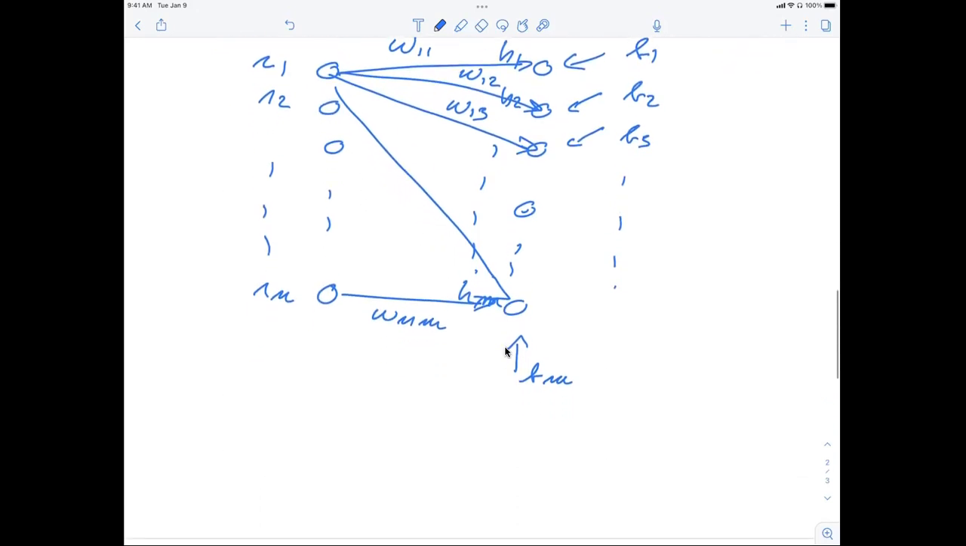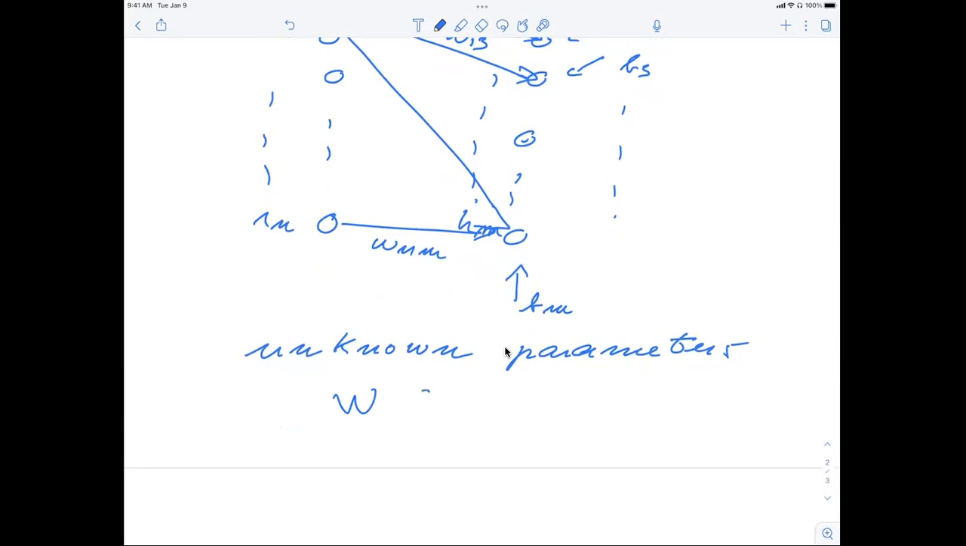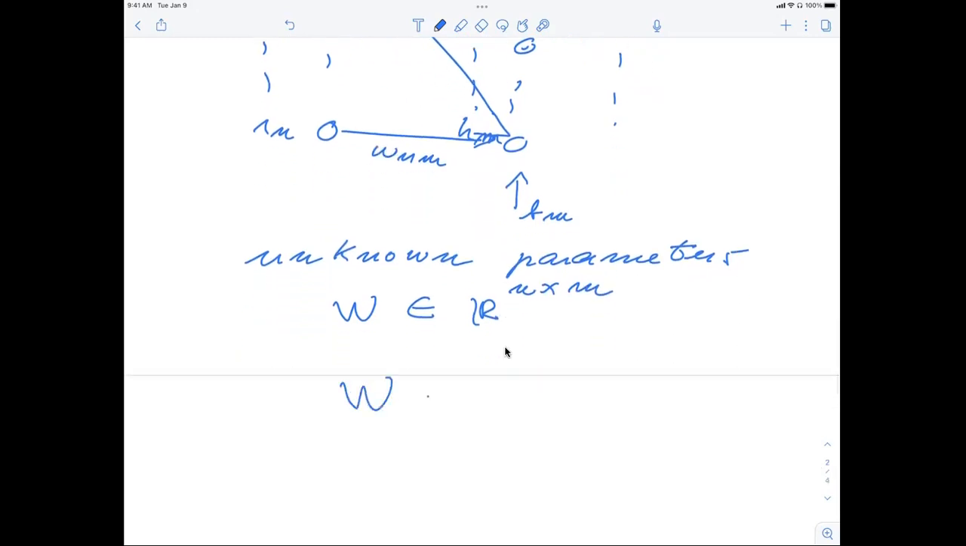So it means that we are going to have a matrix of unknown parameters, which are now given by the dimensionalities of the number of nodes in the input layer times the number of nodes in the hidden layer. So the unknown parameters are given by a matrix W, which is going to have a dimensionality of N times M. And this matrix now is going to be given by the weights which connect the hidden nodes with the input layer.